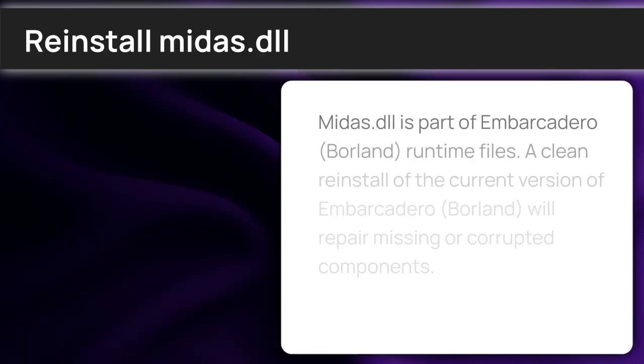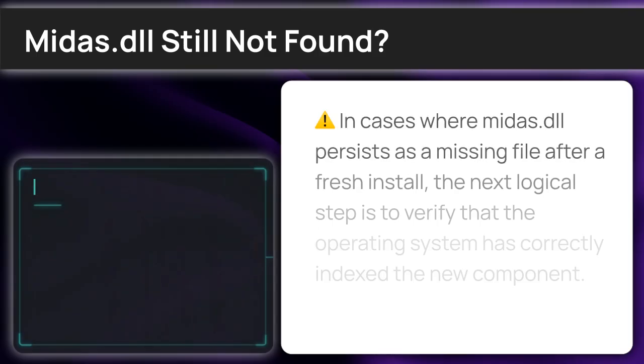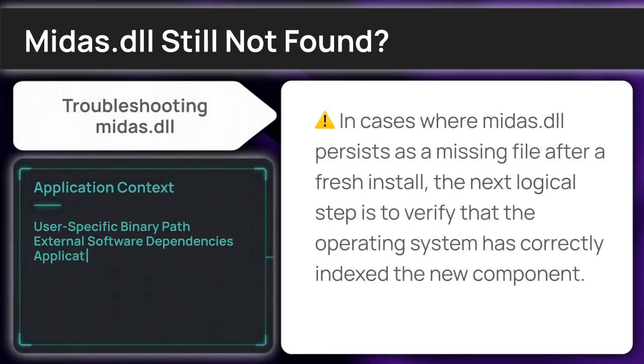The Midas Library DLL belongs to the Embarcadero, Borland, application bundle and is unique to that software. Performing a full reinstall of the latest version of Embarcadero, Borland, will restore this file along with its related binary components. Should the file remain missing after a reinstall, we need to ensure that the operating system is forced to re-index its shared library paths.